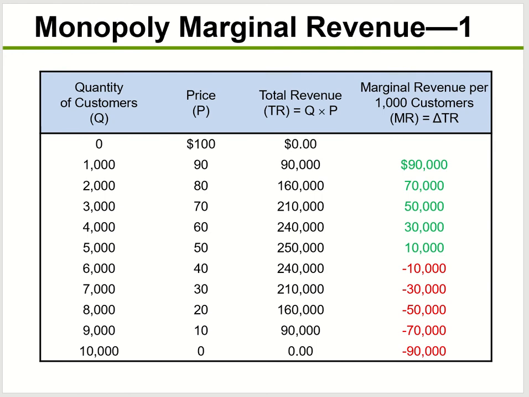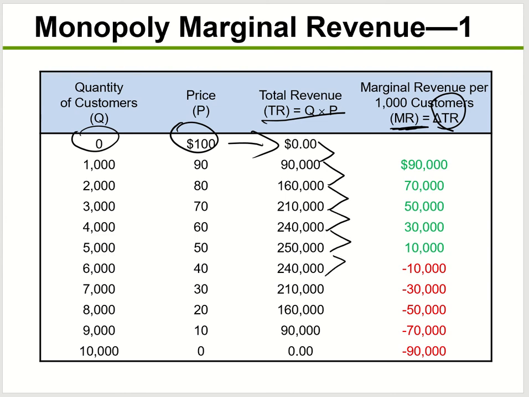Okay, so let's look at this table here. We have our quantity, prices, total revenue, and change in total revenue, which is the marginal revenue. To find your total revenue, take your price times quantity. And to find the marginal revenue, which is the change in total revenue, find the difference between each level of total revenue. That is your marginal revenue.